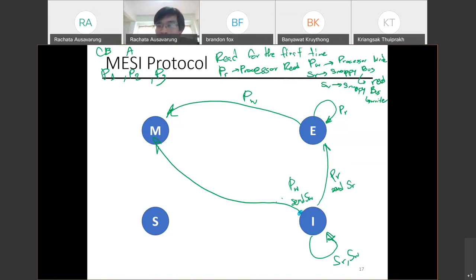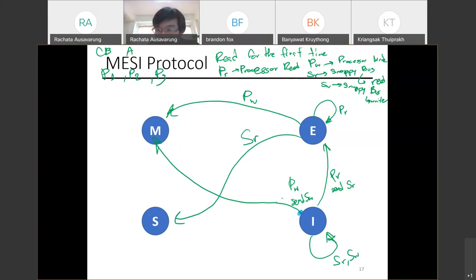If you are in the exclusive state and you see someone else is reading, are you moving to M or E or S or I? Originally you are the only owner, but then someone else tried to access that block. It means you are sharing, right? You're now sharing that cache block. So you move from E to S. Yes. So if you see someone else is reading from the Snoopy bus, you move to shared.